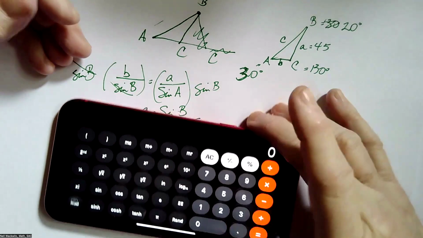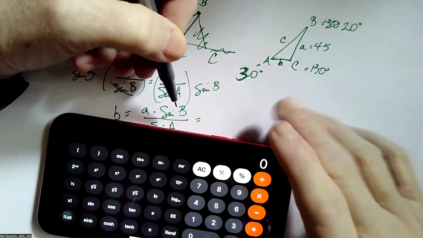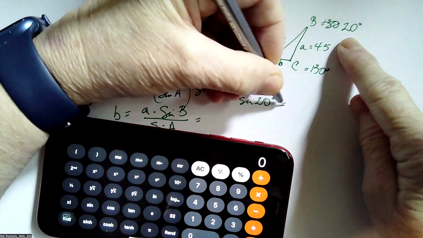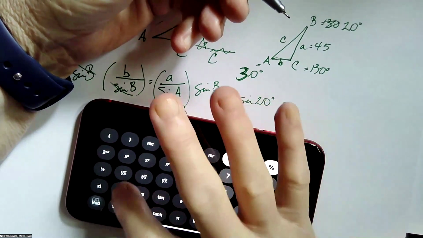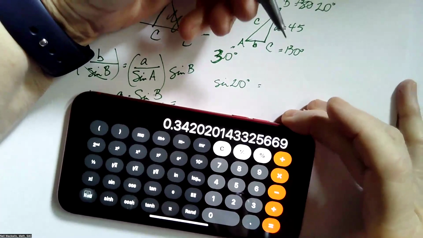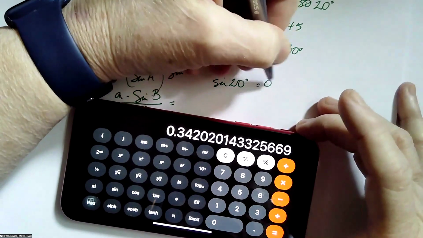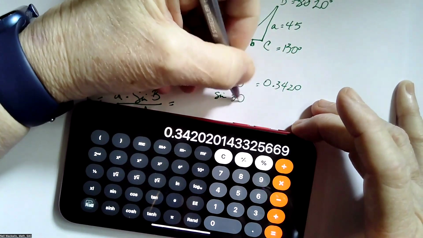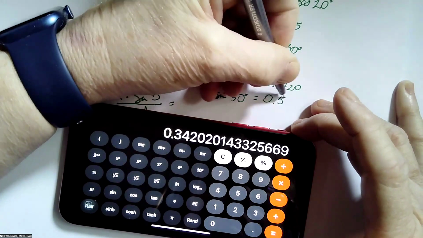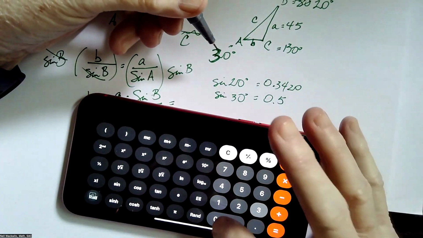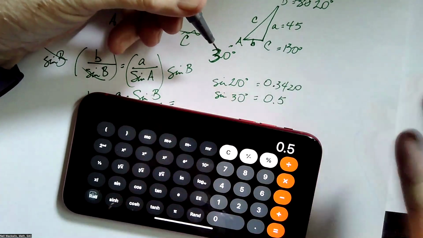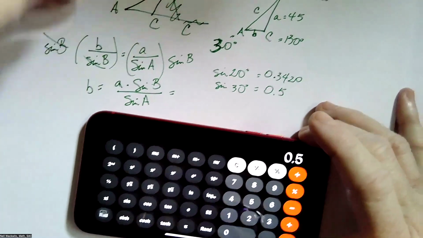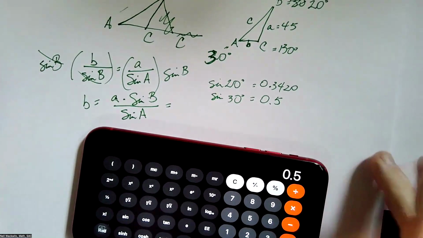Okay, so we've got angle B is 20 degrees, the sine of 20 degrees is 0.34202. So I'm going to use 0.3420. The sine of 30 I know to be 1/2. Let's just make sure that we're in degrees. Yes, we get 1/2. And now I'm going to use these numbers together with the side a being 45 to find side b.